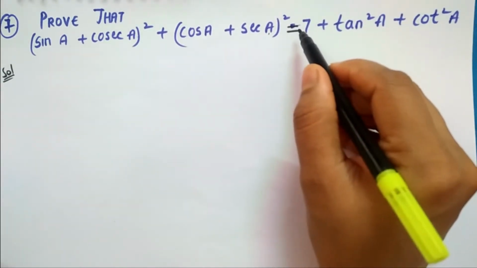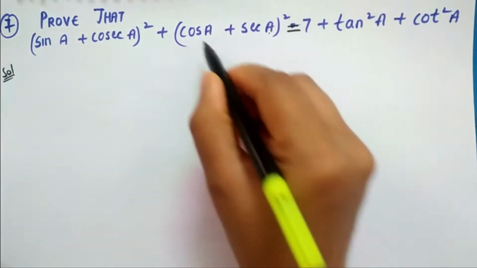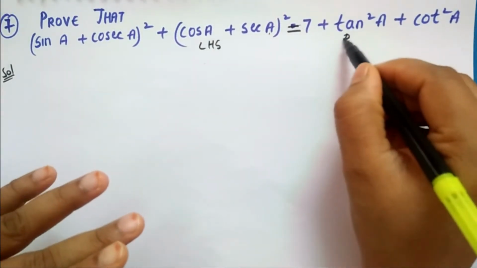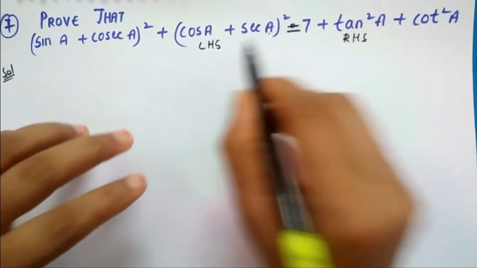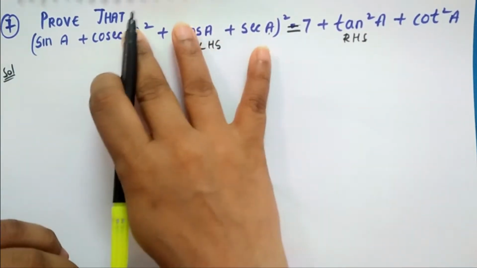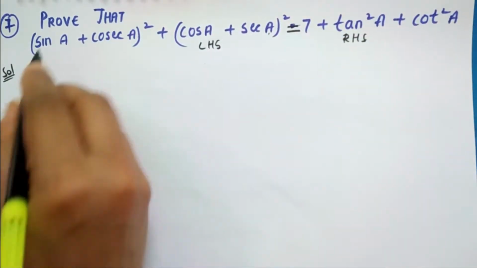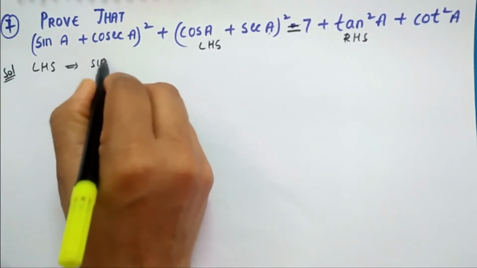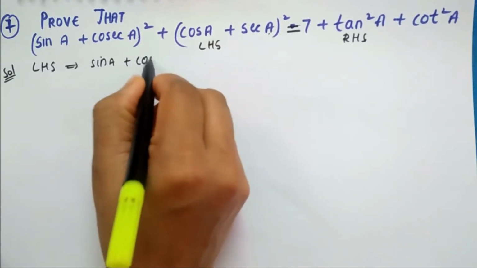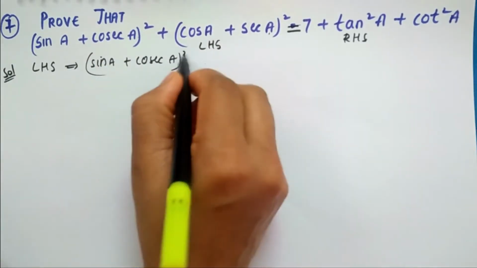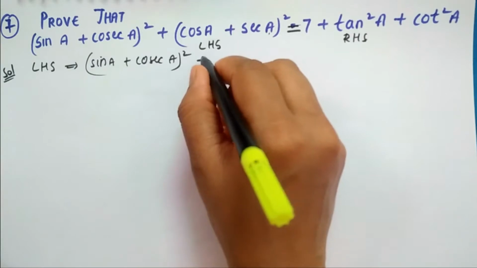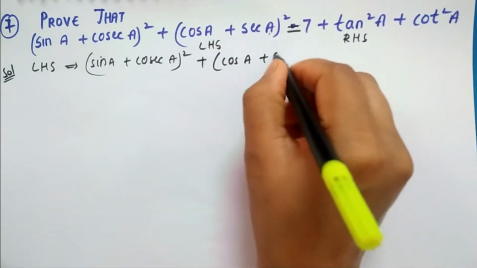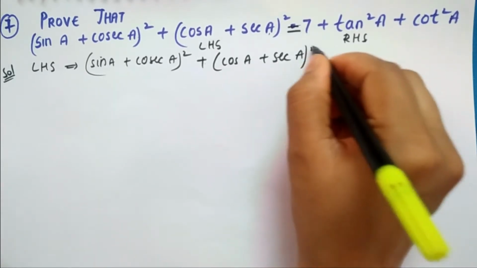Okay, we need to prove this, so the first thing we need to do is divide this into the left hand side and right hand side. What we are doing here is solving the left hand side and getting the right hand side. So first of all, let us copy the left hand side: (sin A + cosec A) whole square plus, be careful with the signs, (cos A + sec A) whole square.